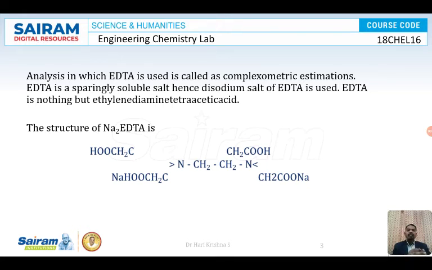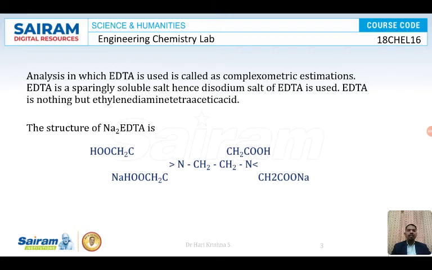EDTA is nothing but ethylenediaminetetraacetic acid. Ethylene, CH2=CH2, is ethylene. We're going to remove one bond there and put diamine. Diamine means two amine groups, NH2 groups. Tetraacetic means four acetic acid groups. The two H atoms attached to nitrogen are replaceable. We're going to attach the acetic acid groups.